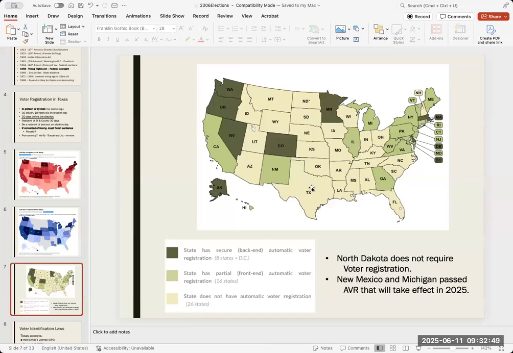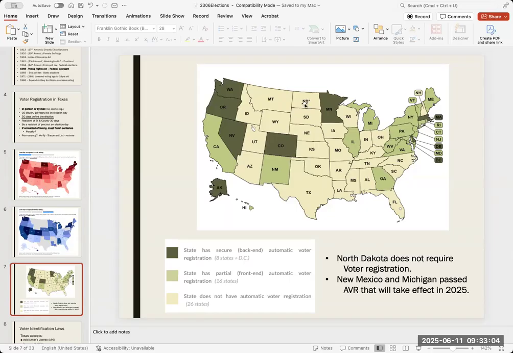Currently, for the 2024 election, right, the previous election did not have automatic registration, but New Mexico and Michigan have passed automatic voter registration that will take effect this year and should be in effect in 2026.